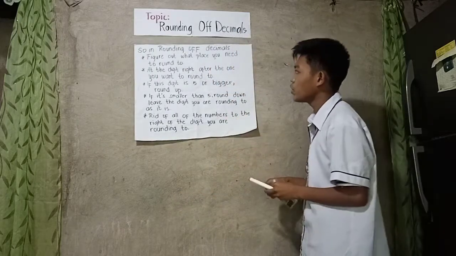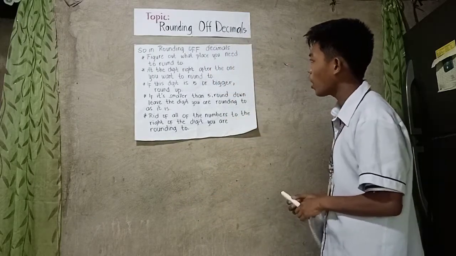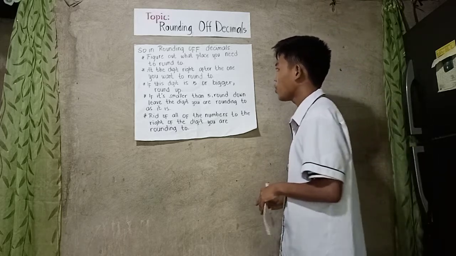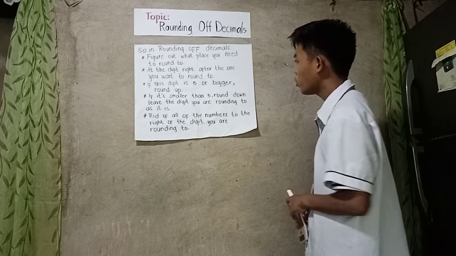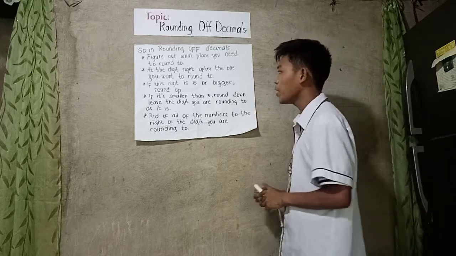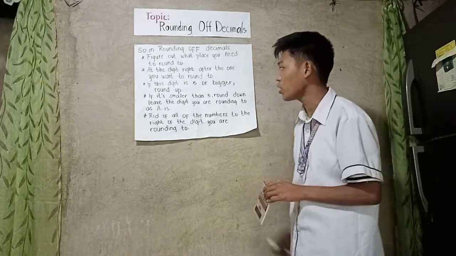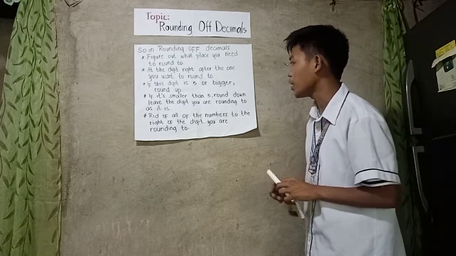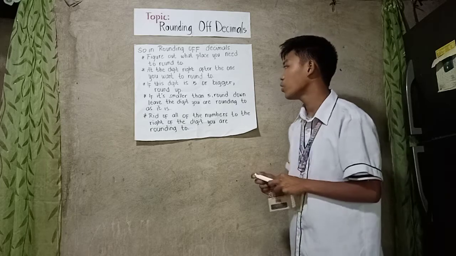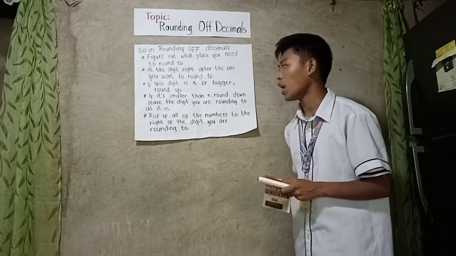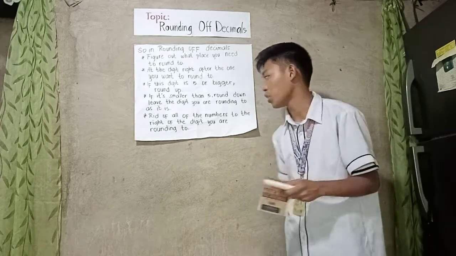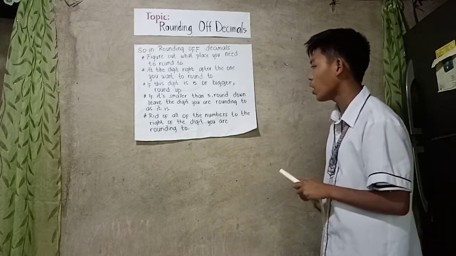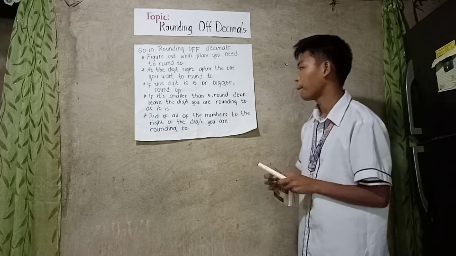In rounding decimals, we just have to figure out what place we need to round to, and look at the digit right after the one you want to round to. Third, if this digit is 5 or bigger, round up. As I've said earlier, this is just a summary. Next, if it's smaller than 5, round down. Leave the digit you are rounding to as it is. As I've said earlier, there's no change at all. Next is get rid of all of the numbers to the right of the digit you are rounding to.